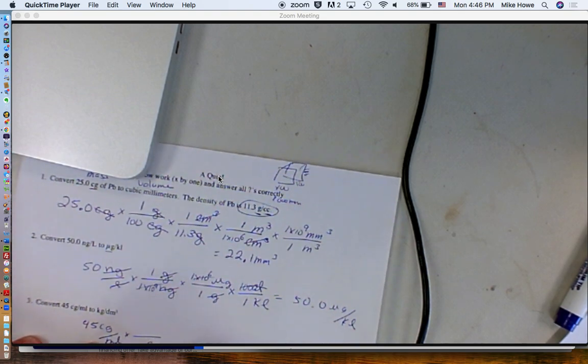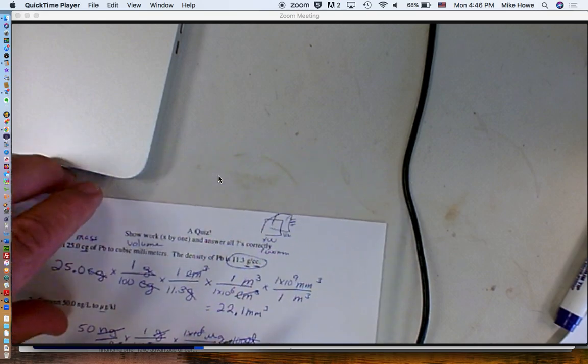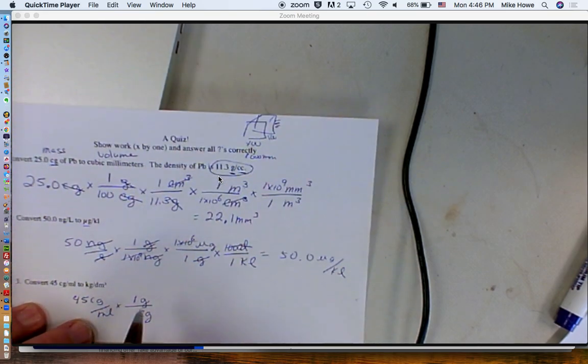So I'll put centigrams here. I'm going to go to the base unit grams. Once again, you could go straight to kilograms, but then you have to know this relationship between centigrams and kilograms. So I'm just going to go to grams. One of those is 100 of these.